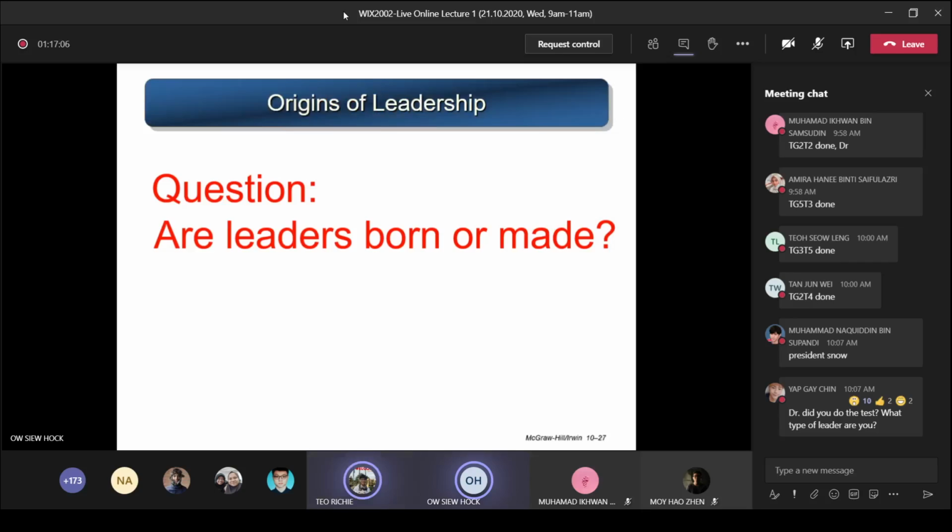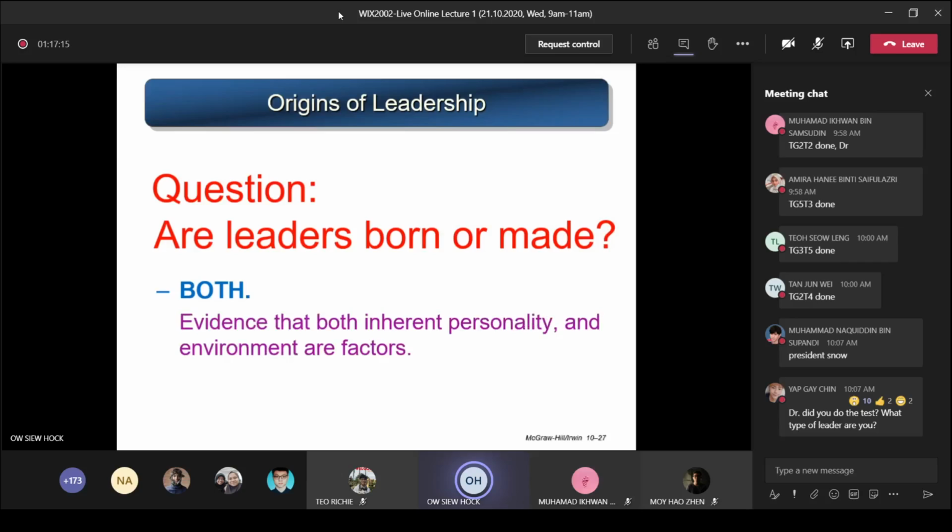Let's see. Somebody say born. Okay, so it can be both. It can be born and it can be made. So this is evidence that both inherent personality and environment are factors. It can be influenced by your environment so you become a good leader. It can also be you yourself. You already have that kind of personality, good leadership, that characteristic that you already carry with you. Okay, it can be both.